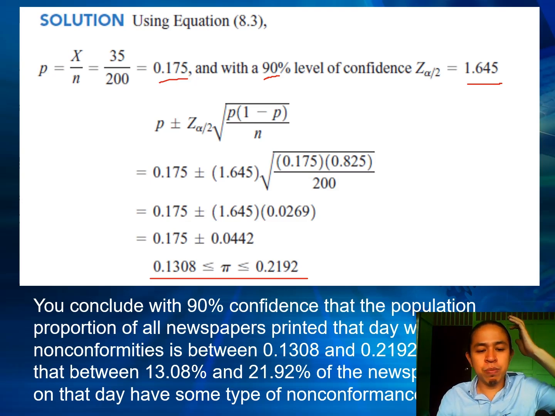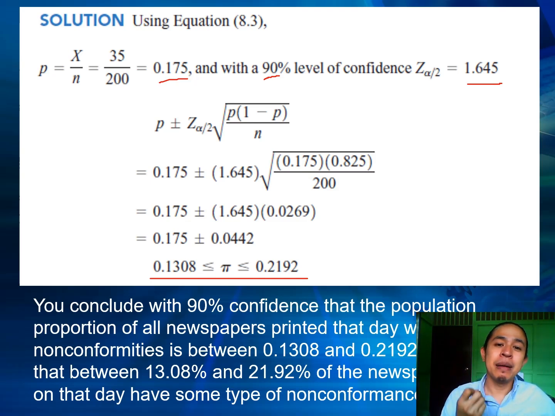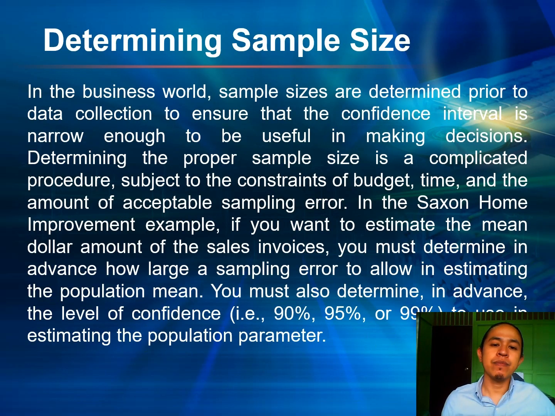0.1308 and 0.2192. This means that between 13.08% and 21.92% of the newspapers printed on that day have some type of nonconformance. So it is easier to identify this using a confidence interval. That's all for the confidence interval.